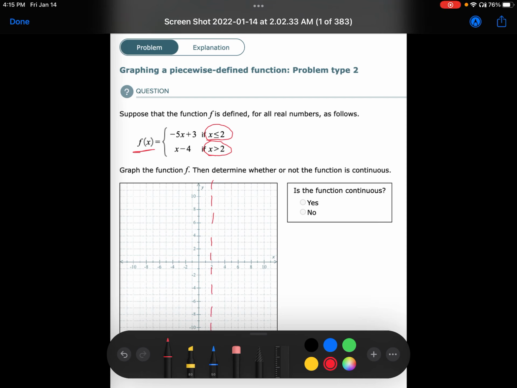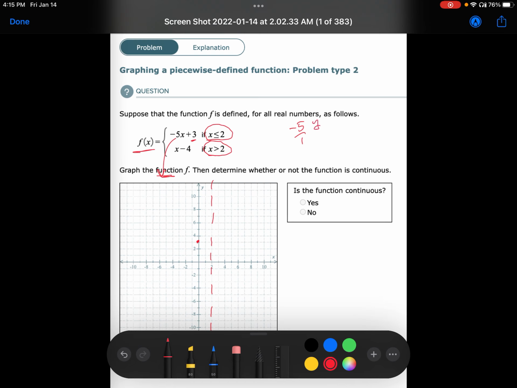Okay, so as long as we're on this side of the function, we will use this rule, negative 5x plus 3. So it's a linear equation. It's got a y-intercept at 3. So the y-intercept is right here. It's got a slope of negative 5. That means rise and run, slope is negative 5 over 1. So we go down 5.